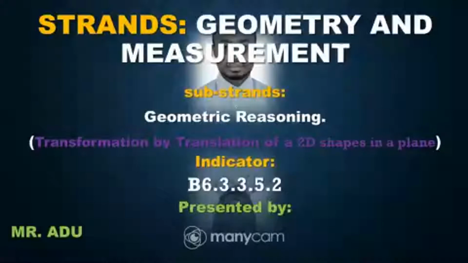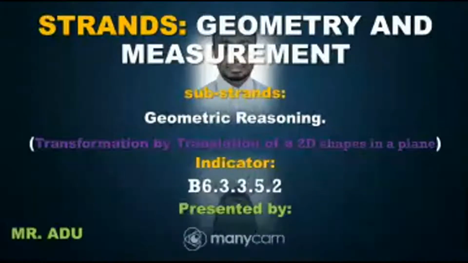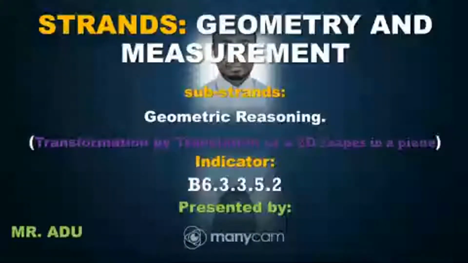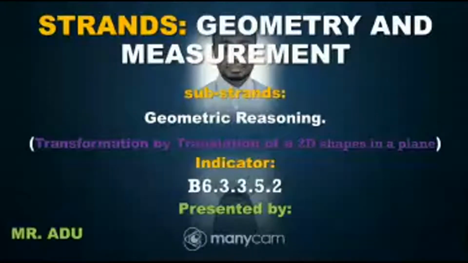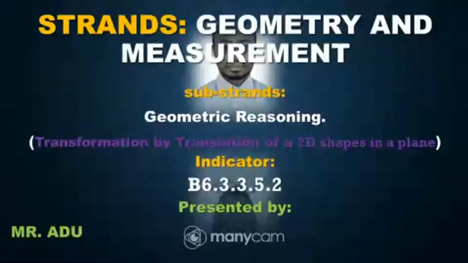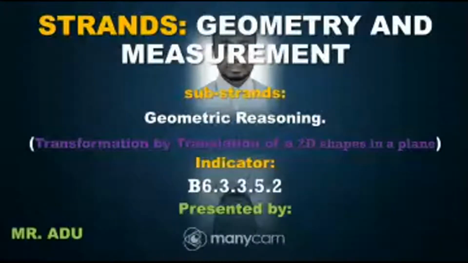What we are going to talk about today is geometry and measurement. The substance is geometric reasoning. Under geometric reasoning, we are going to talk about transformation. The component that is responsible for changing an object from one place to another is translation. So we will discuss how an object moves from one point to another point.